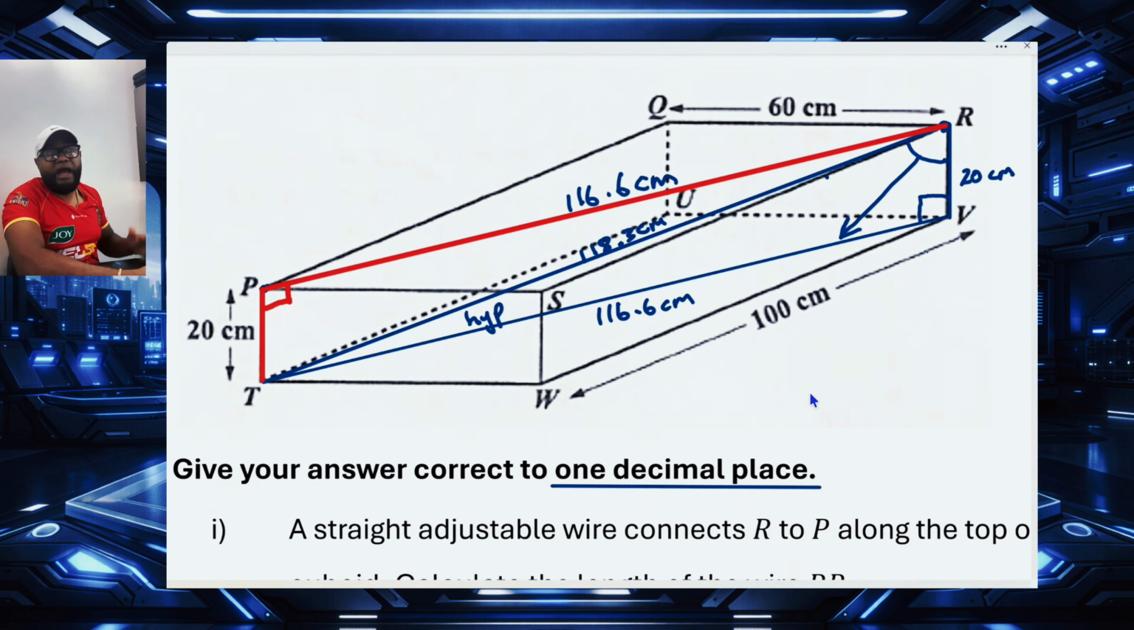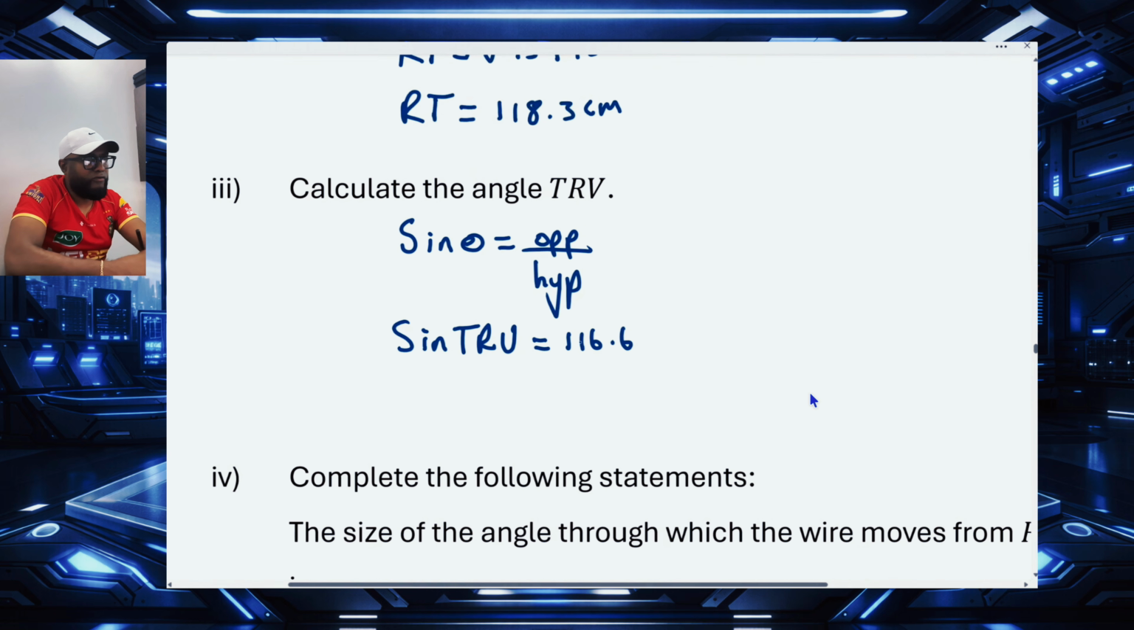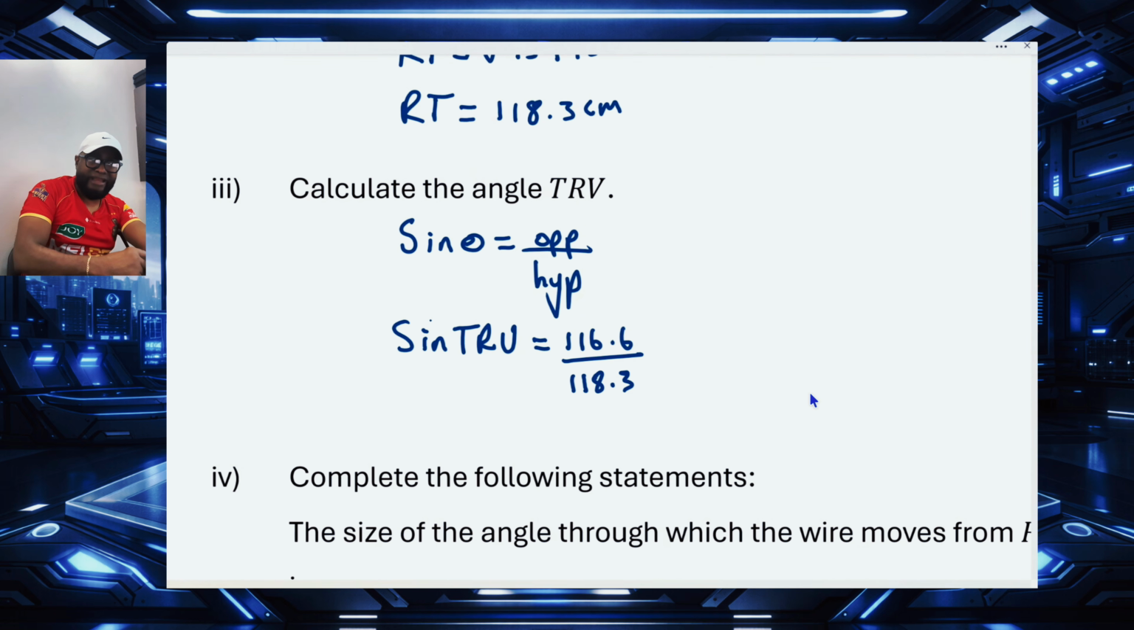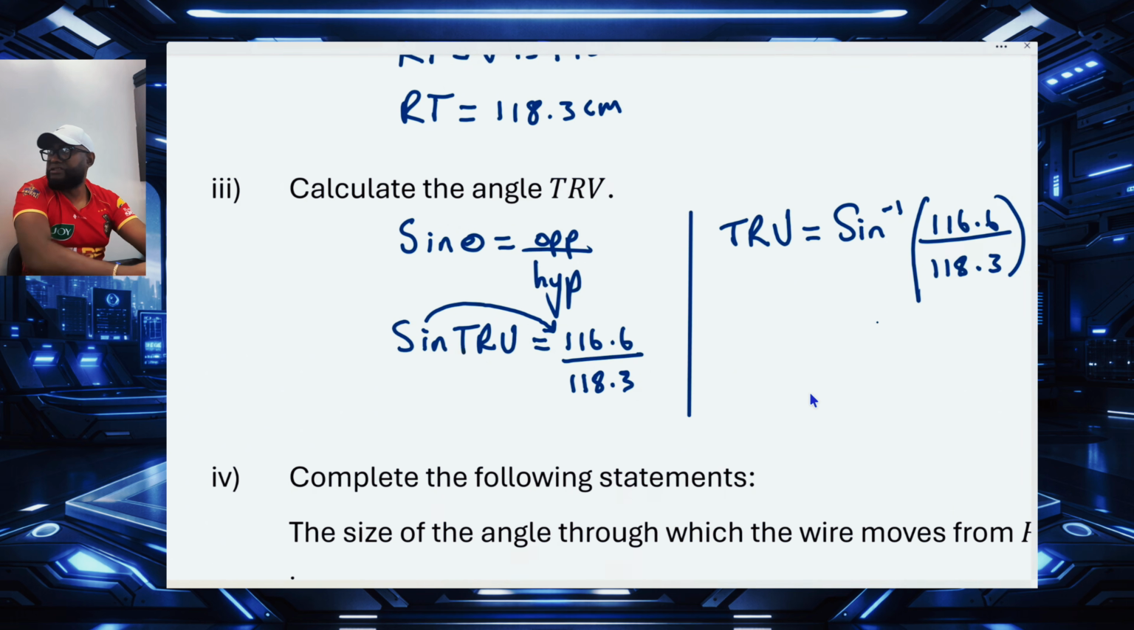Everybody clear? And my hypotenuse would be 118.3. So this will be over 118.3. I need to move sine by itself. When sine is moving without the angle, what do we do to the sine? Sine inverse. So TRV is equal to sine inverse of 116.6 all over 118.3.